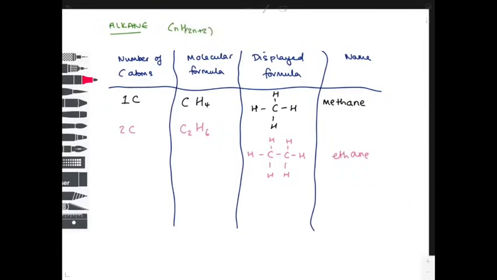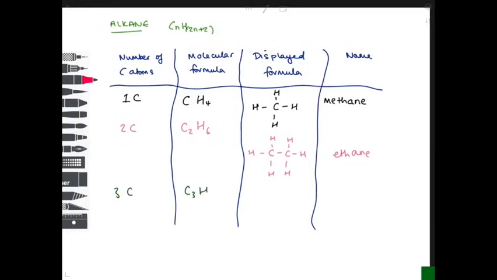The third one now, so it's C3, 2 times 3 is 6, plus 2 is 8, C3H8, 3 carbons in a line, ends in ane, it contains 3 carbons, so it's propane.